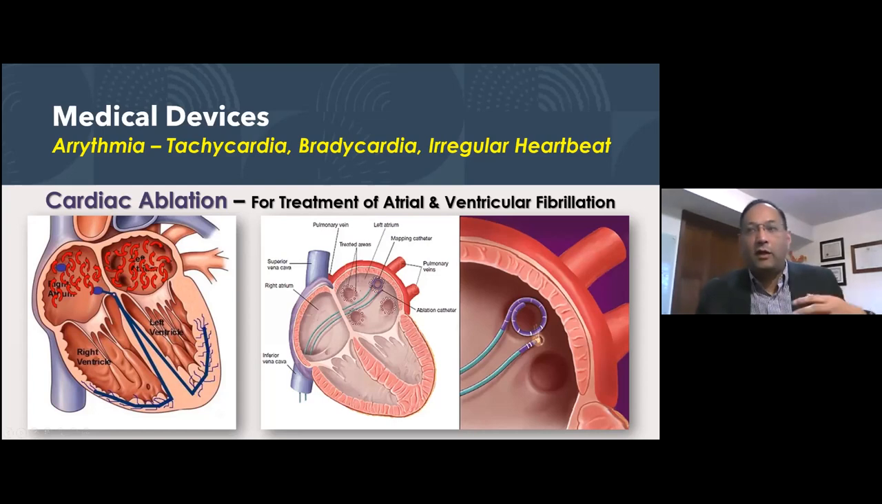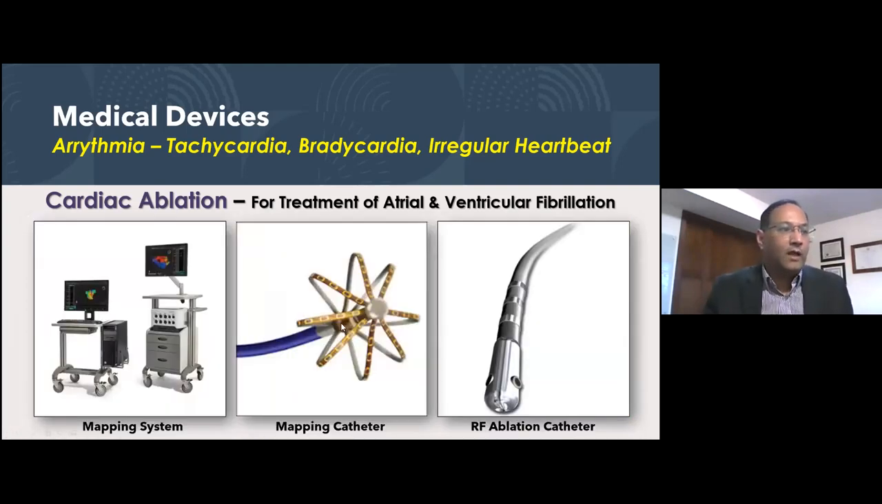So you go in there, you map out the whole chamber, and then you do the burning. This is fascinating technology because you need a mapping system to go map. So you have a catheter with multiple electrodes that is actually inserted to map the heart. And then you have an RF technology-based ablation catheter to go inside and burn tissues.